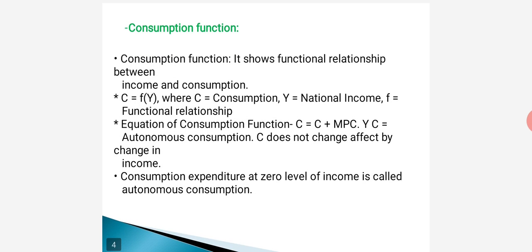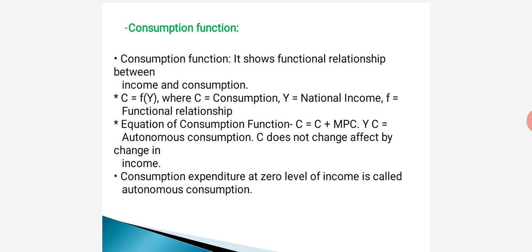Now we'll talk about the consumption function. The consumption function is basically the propensity to consume, the tendency of people with the change in income. It shows the functional relation between income and consumption, as seen in the equation. C is a function of Y, which means our consumption depends on income.